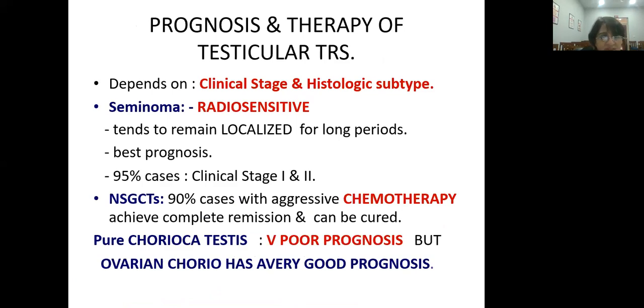Seminomas are radiosensitive. Remember that they are radiosensitive, but the non-seminomatous germ cell tumors are treated with aggressive chemotherapy. That is why they are divided into two: seminomas are radiosensitive and remain localized for long periods, whereas the non-seminomatous germ cell tumors are aggressive tumors and they are treated with chemotherapy.